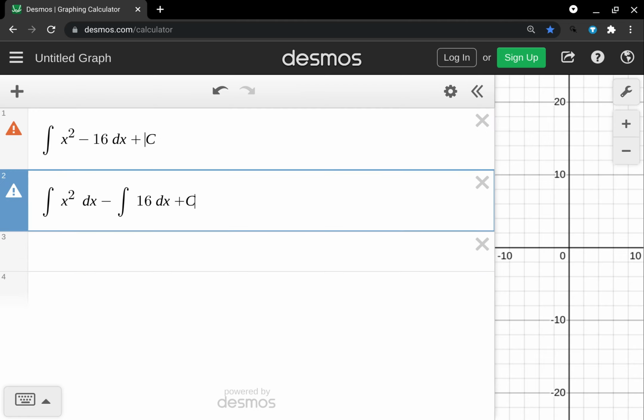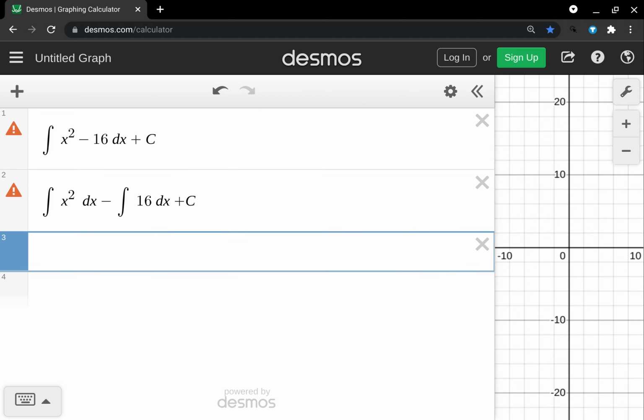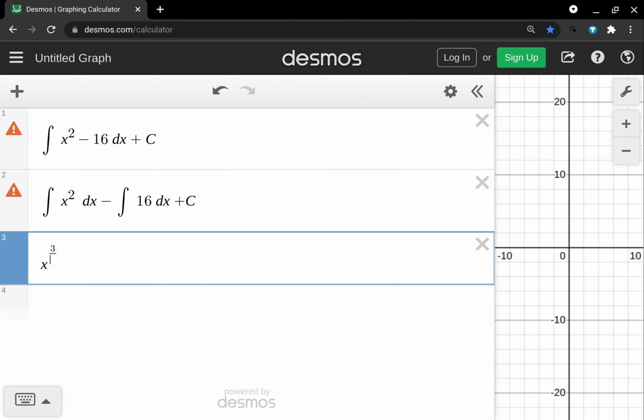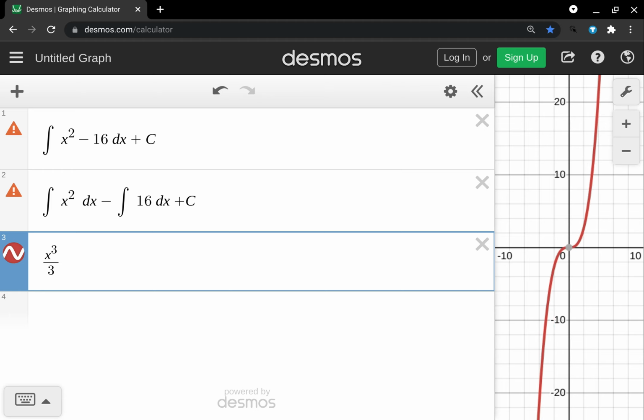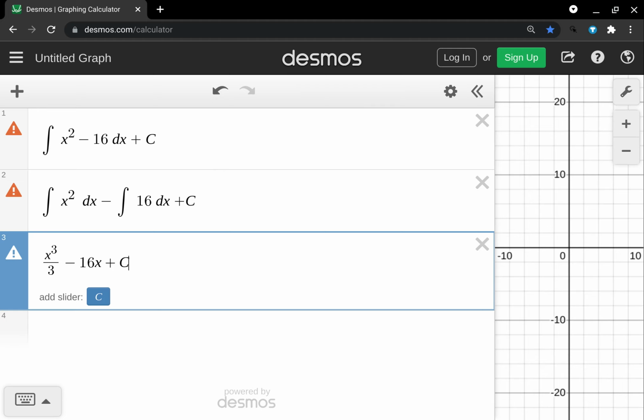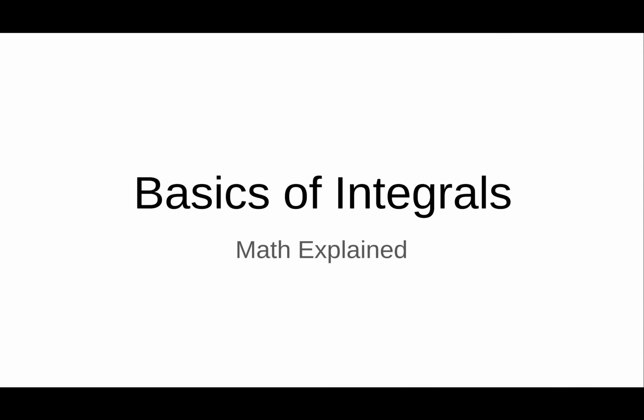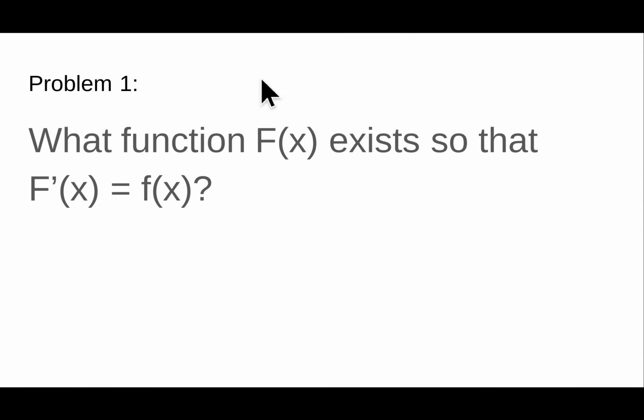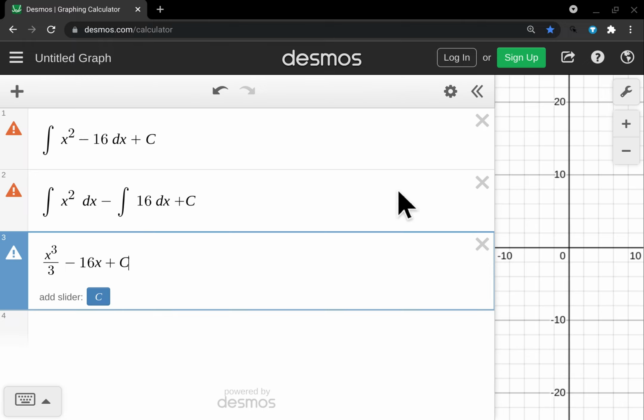We find the integral of each of these. And if we solve from before, this should equal x cubed over 3 minus 16x plus the constant. The way I like to remember this is how we phrase that first question. What function capital F of x exists? So its derivative equals lowercase f of x. And that's how I solve each of these problems.